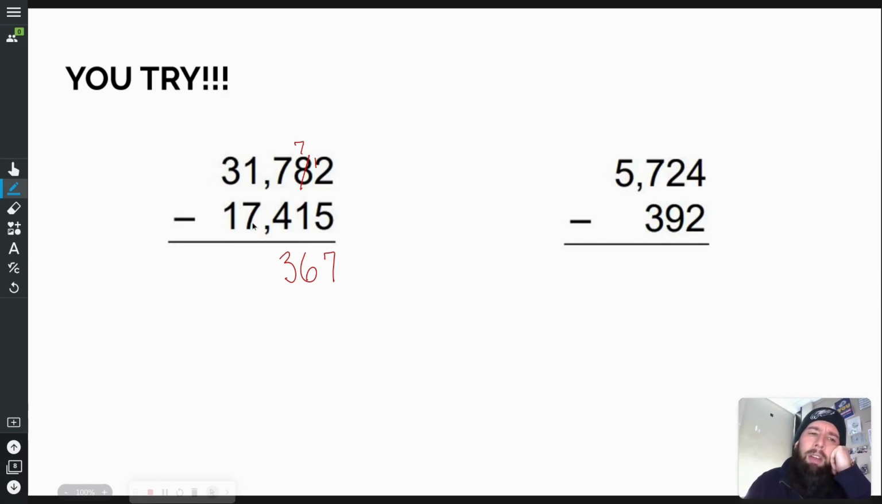1 minus 7 is, I can't do it. So let's borrow from 3, make you a 2, and make you 11. 11 minus 7 is 4, and 2 minus 1 is 1. So we got 14,000, don't forget your comma, 300, and oh, should I do it?